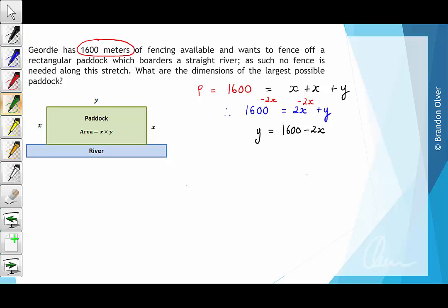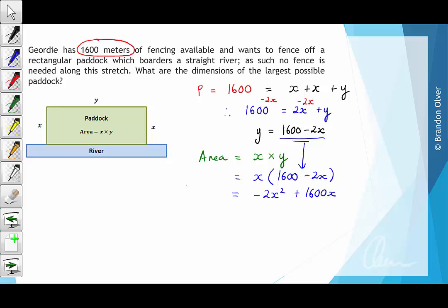So with this in mind, we know that the area of our paddock in green is equal to x times y, which is just x times (1600 minus 2x). If we replace y with the equivalent expression here, that's the expression of the area. And if we expand that, we get minus 2x squared plus 1600x.